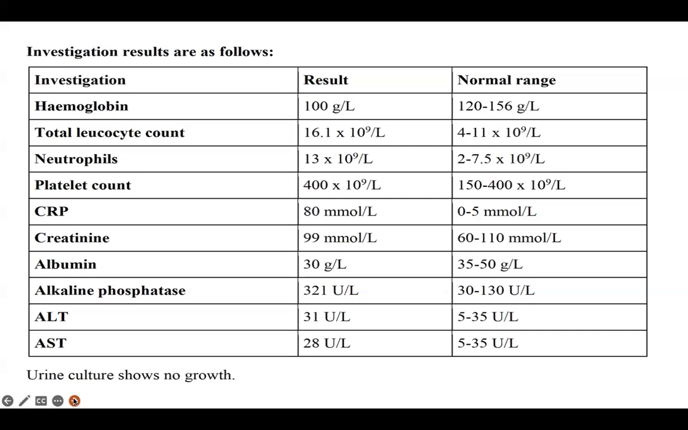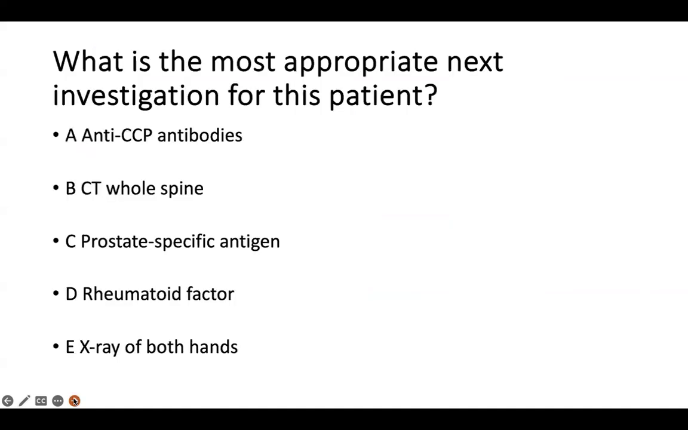Alkaline phosphatase is slightly increased. Alongside, ALT and AST are within normal limits. Urine culture has been done and it shows no growth. So the concern is, what is the most important investigation in this patient? Should you do an anti-CCP antibody, suspecting rheumatoid arthritis, or rheumatoid factor, or CT whole spine, or PSA, or X-ray of both hands?